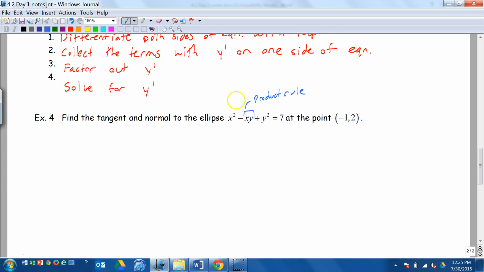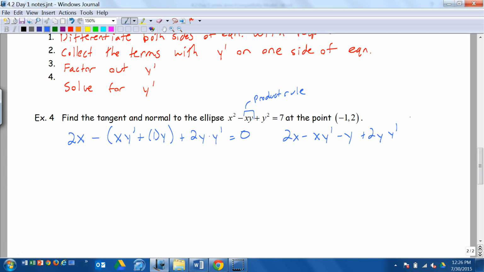Alright, so let's differentiate the whole equation. X squared goes to 2x minus, okay, now I'm going to do the product rule. I'm going to use just x and y. So I take the derivative of y, which is y prime, plus the derivative of x, which is 1, times y, plus 2y times the derivative of y, which is y prime, equals 0. Okay, so I'm going to rewrite this as 2x minus xy prime minus y plus 2y y prime.